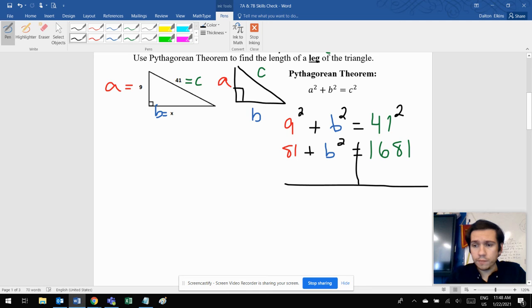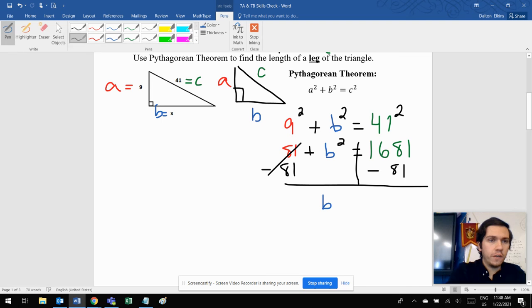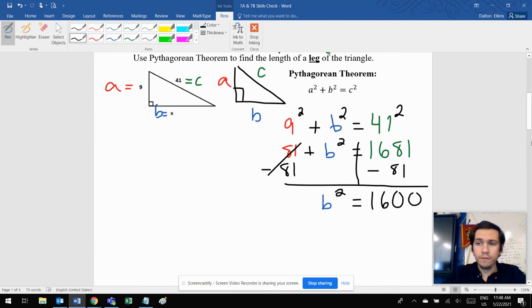So 81 is being added to b squared. So what I'm going to do is I'm going to subtract 81, and that'll get rid of it. It's gone now. We just forget about it. But it's like a balancing act. If I get rid of 81 on the left side of the equals, I also have to get rid of 81 on the right side of the equals. So the left side is going to then have just a b squared, which is exactly what we want. We want just b squared. And then this will be 1,600.